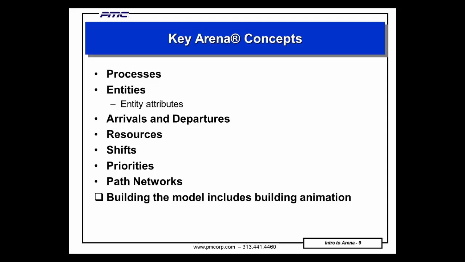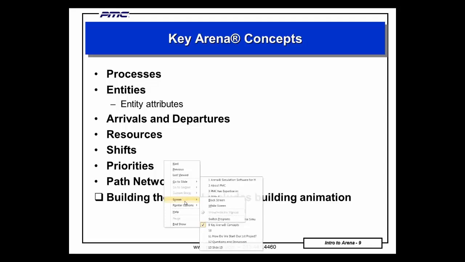In more advanced use of ARENA, path networks may be defined for use by equipment such as forklifts, tug trains, orderlies carrying litters or pushing wheelchairs, or AGVs. That's our nickname for automatic guided vehicles. And as the model is built, an animation is automatically built right alongside it. So now I'm going to set PowerPoint aside for the moment and minimize it.